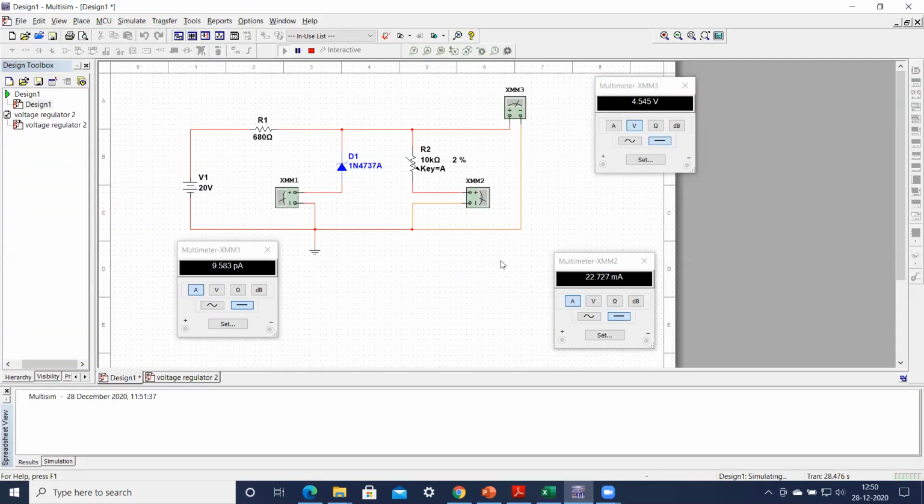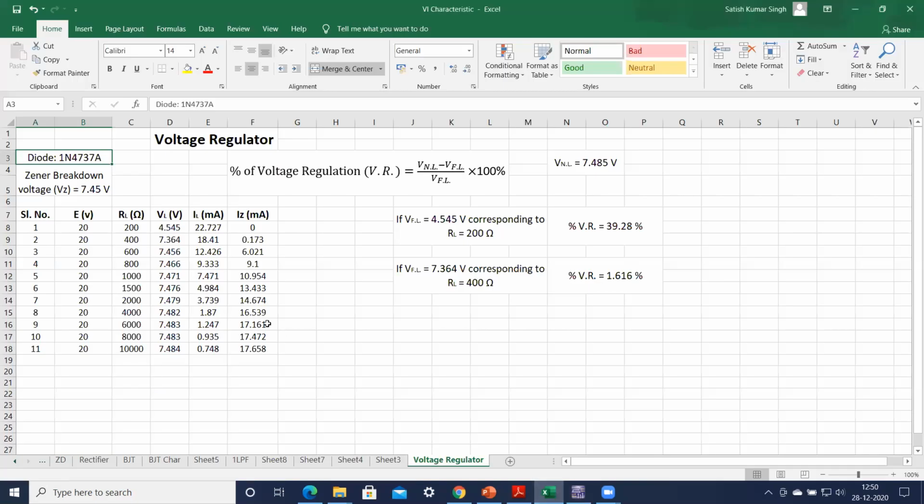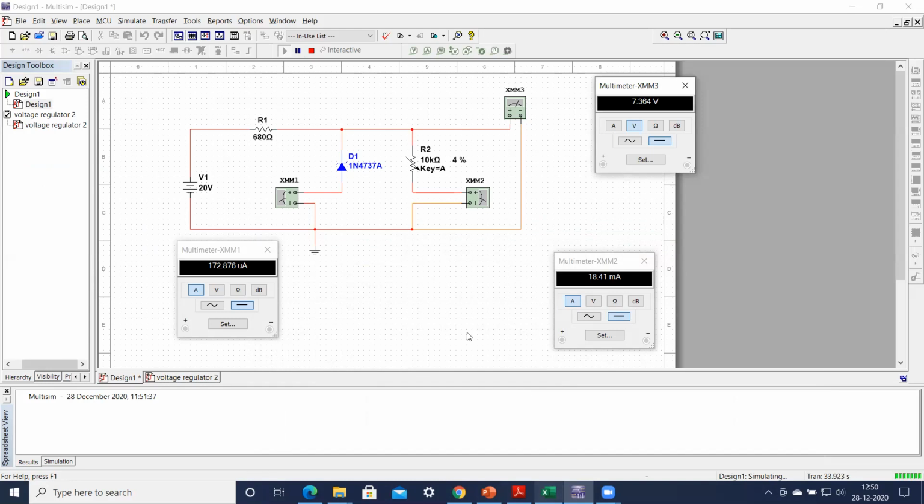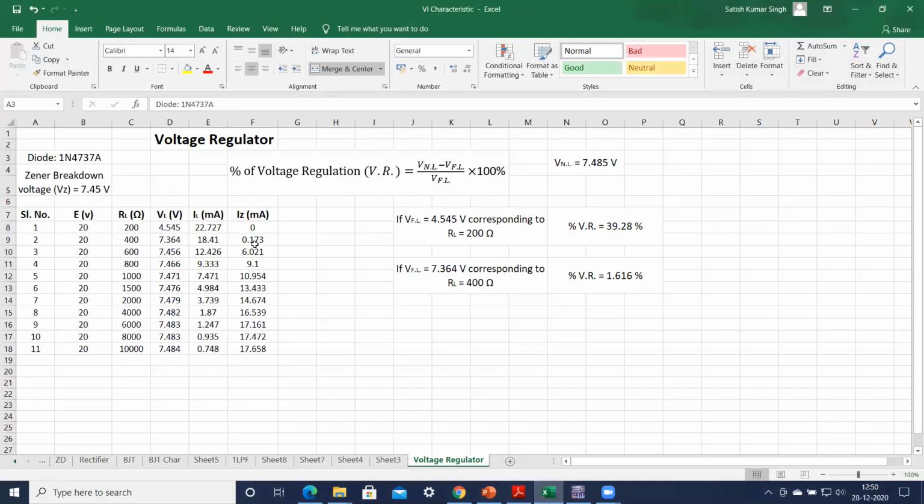Go to your simulator, click onto that, and press the right arrow. It will become 4%. Now you can note down this value, 7.364 volts. I have already noted down this value, 7.364 volts. Now you can see the current, 18.41 milliamperes, and here it is 0.173 milliamperes. So I have already noted down these values: VL is 7.364, then 18.41 and 0.173.